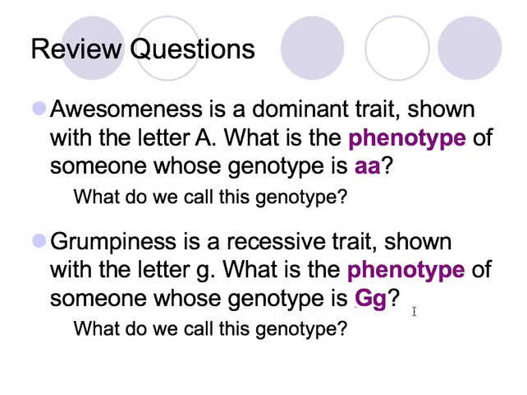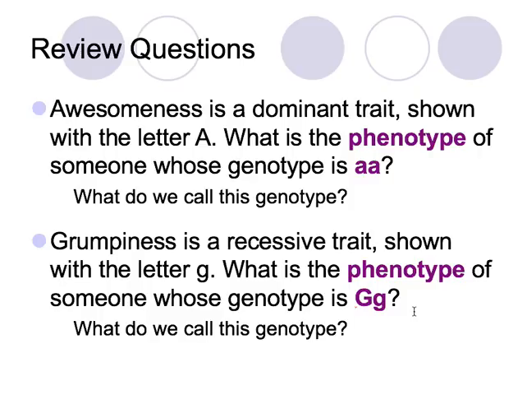So here are some silly examples. Awesomeness is a dominant trait, shown with the letter capital A. What is the phenotype of someone whose genotype is little a, little a? Think about it. Pause if you don't know the answer. But if you do and you picked not awesome, then you'd be right. So what would we call that genotype? What are the words we would use? Hetero or homo? Zygous, heterozygous, or homozygous? I'm going to assume you also said homozygous. Homozygous recessive specifically.